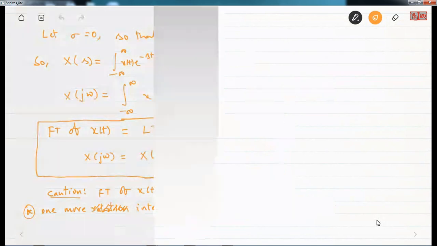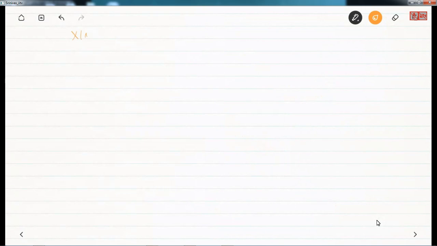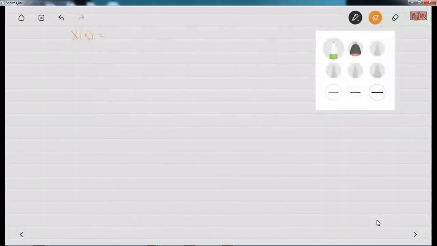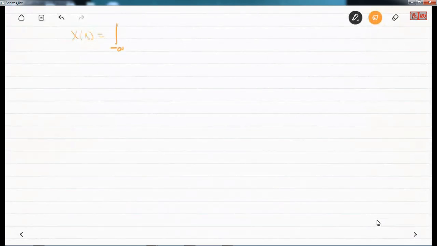See, let's write the Fourier transform equation. X of s is the integral from minus infinity to plus infinity of x of t e power minus st dt. So put s equal to sigma plus j omega, because s, we said, is in general a complex quantity with its real part equal to sigma and imaginary part equal to omega.